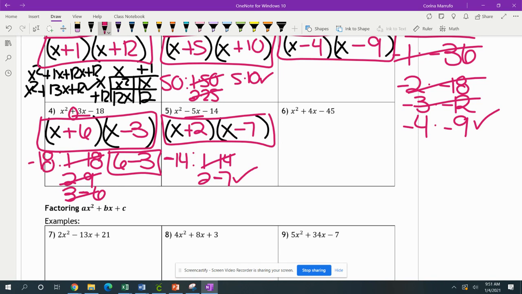Okay, the next one, we have x squared plus 4x minus 45. We have the same thing. X times x gives us x squared. And then to get 45, we have 9 times 5. Gives us 45. So let's go ahead and try 9 times 5. Now remember, it's a negative 45, so either the 9 is going to be negative or the 5 is going to be negative. So if we do 9 minus 5, that gives me a positive 4, and this has to be a positive 4. So we're good. Okay, it's going to be a positive 9 and a negative 5.